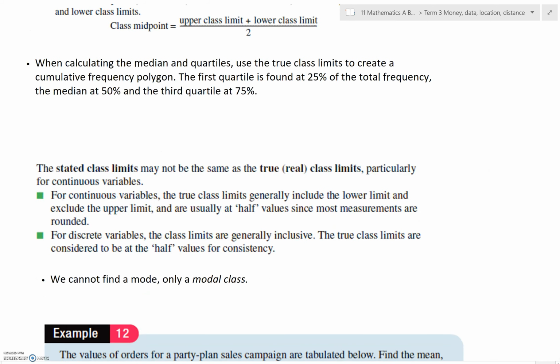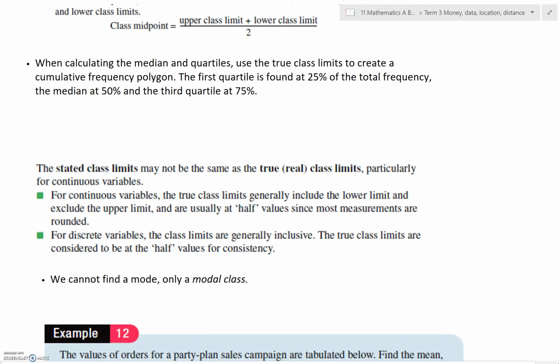When we're calculating the median and the quartiles here, we use true class limits rather than stated class limits. Again, I'll show you what that means. To create a cumulative frequency polygon, which we did back last term, you should remember what that is. If not, look back on your notes. The first quartile is found at 25% of the total frequency, median at 50%, third quartile at 75%, just as it was before. So first quarter, second quarter, third quarter, everything's exactly the same.